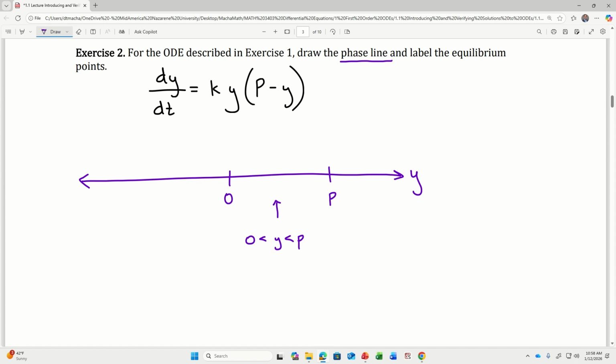Is P the probability or the total population? P is total population here. Yeah, that probability we were discussing, that got eaten up by our new constant k. So it's supposed to be a capital P. Anyways, if y falls in this region on my number line, is the y going to move to the right over time, or is it going to move to the left over time?